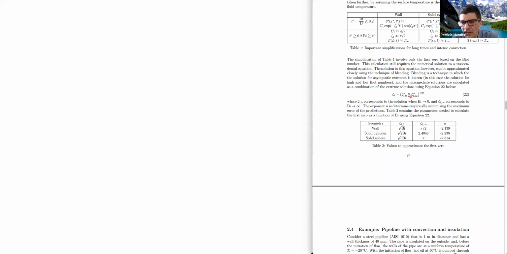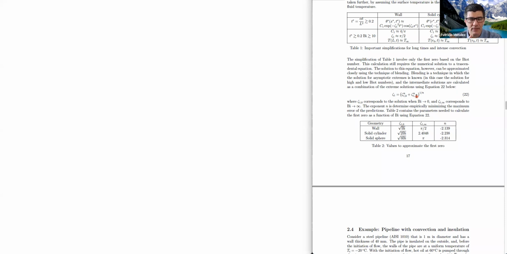So is this. Zeta 1 can be thought of as the combination of two cases. Zeta 1,0, that is the value of Zeta 1 when the Biot number tends to 0, right? That would be the case of lumped capacitance. And Zeta 1,infinity, that is the value of Zeta 1 when Biot tends to infinity. So this Zeta 1 depends only on Biot. Biot can be as little as 0, as big as infinity.